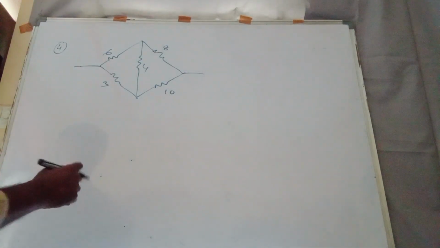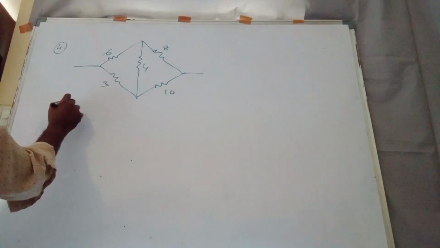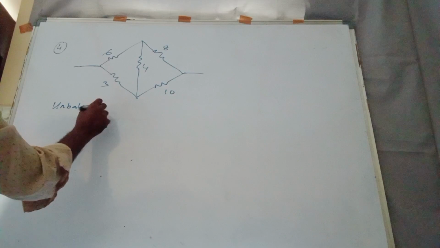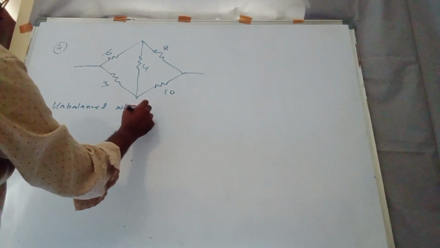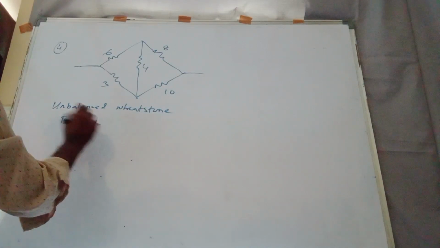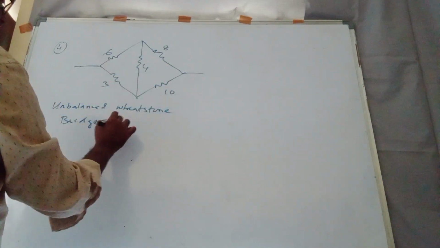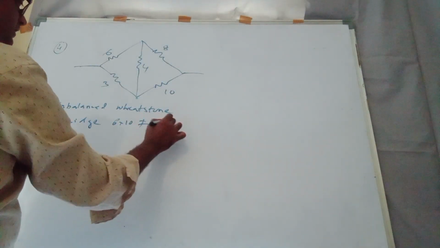Let's see this problem. You see here, this is an unbalanced Wheatstone bridge. Sometimes these type of questions are asked. Now why is it like that? Because 6 into 10 is 60, which is not equal to 3 into 8.